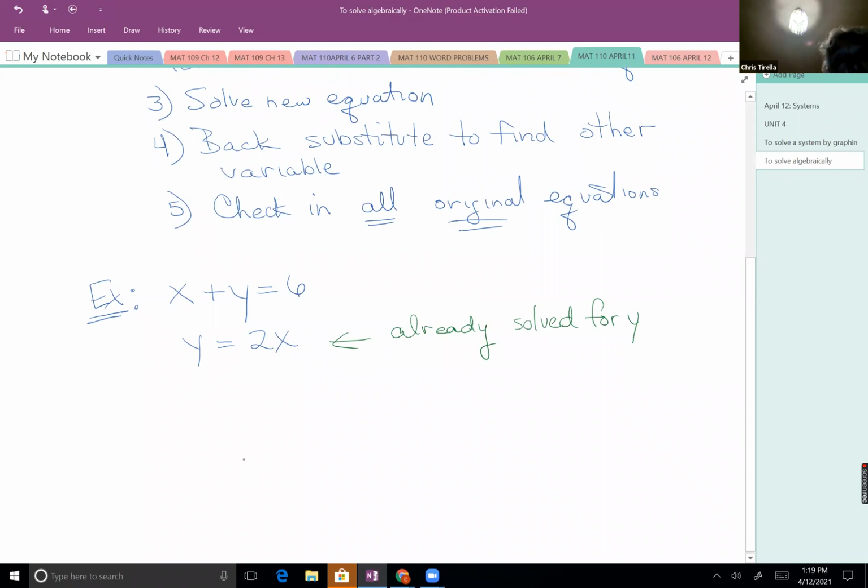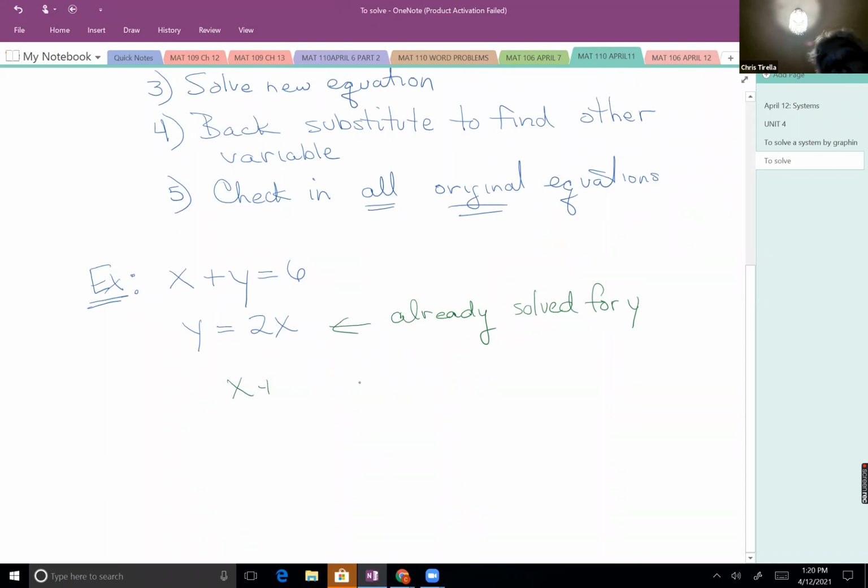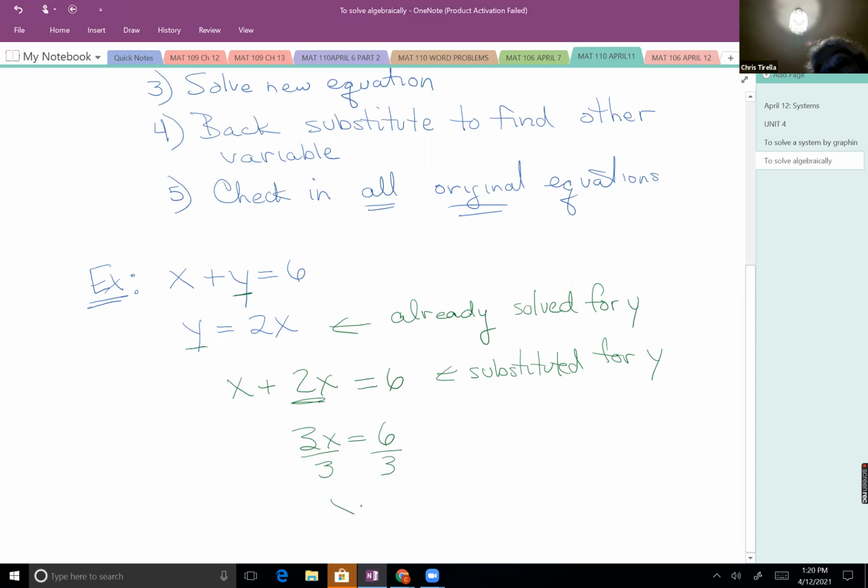So in my other equation where I have x plus y equals 6, I can replace the y with what it's equal to, 2x. And so here I substitute it for y in my other equation. Well, that equation is pretty easy to solve. x plus 2x is 3x equals 6. And so solving, I get x equals 2. So I solved for the one variable.